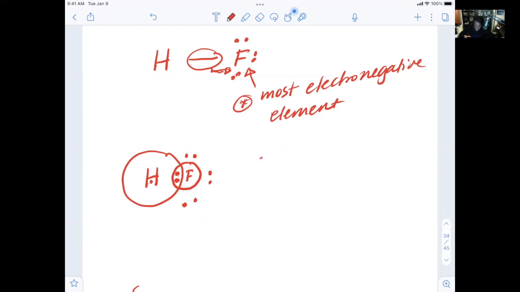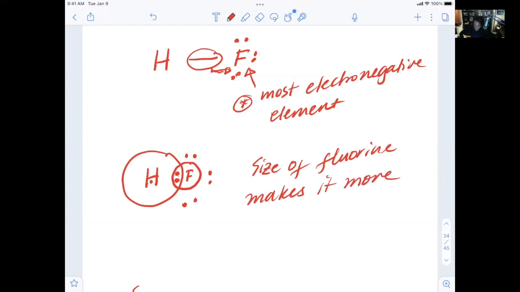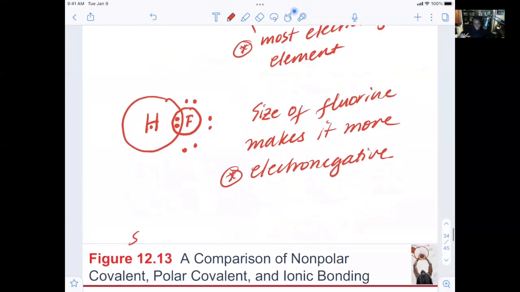So some people say the size of fluorine makes it more electronegative. And I know I haven't defined this in this context yet, okay? So let me go ahead and define it, just get it out of the way. What is electronegativity? What does this word mean? I remember learning this thinking, how rude.